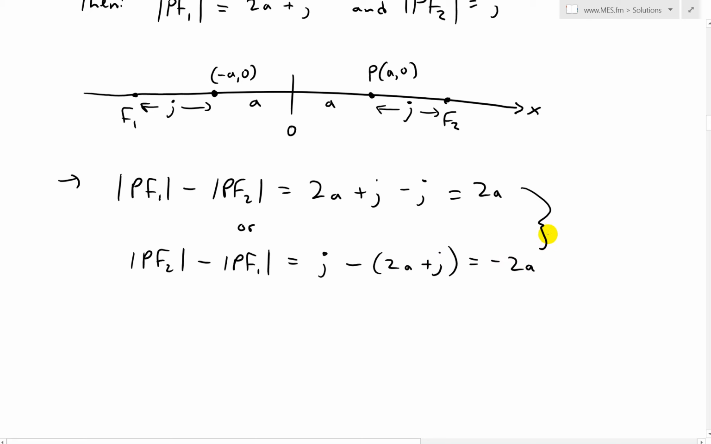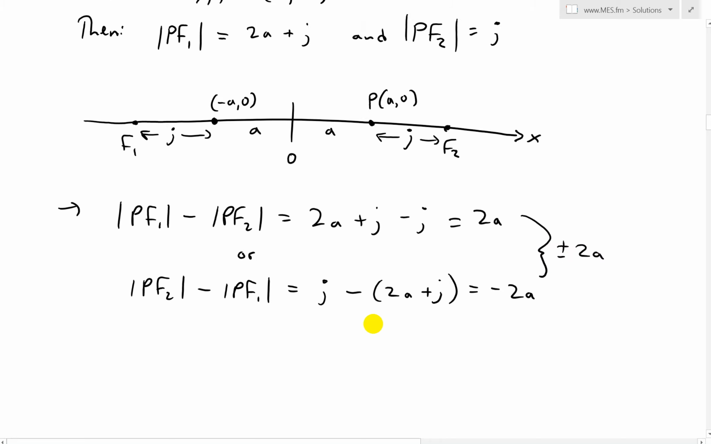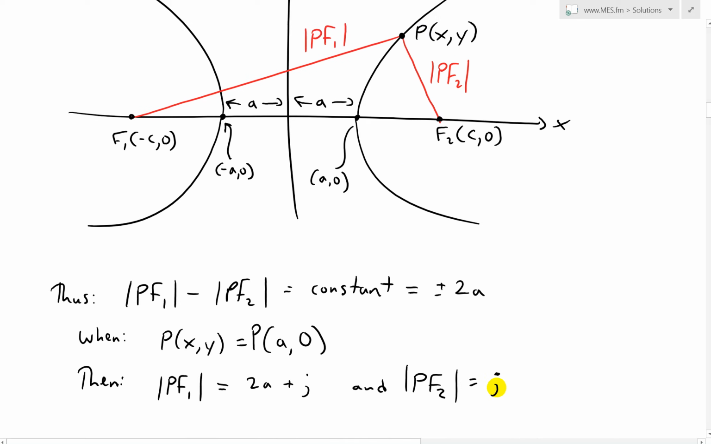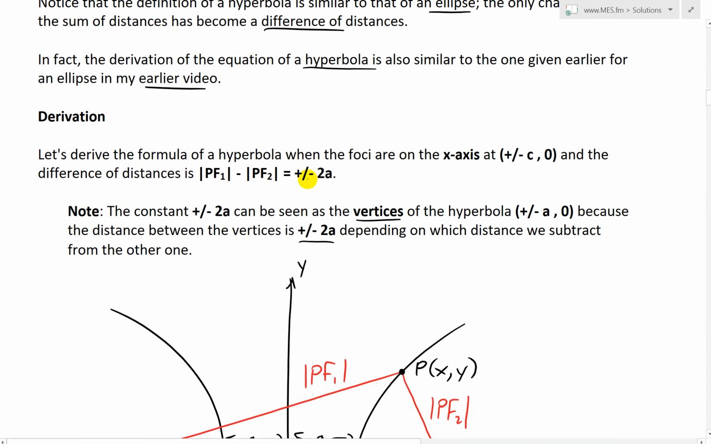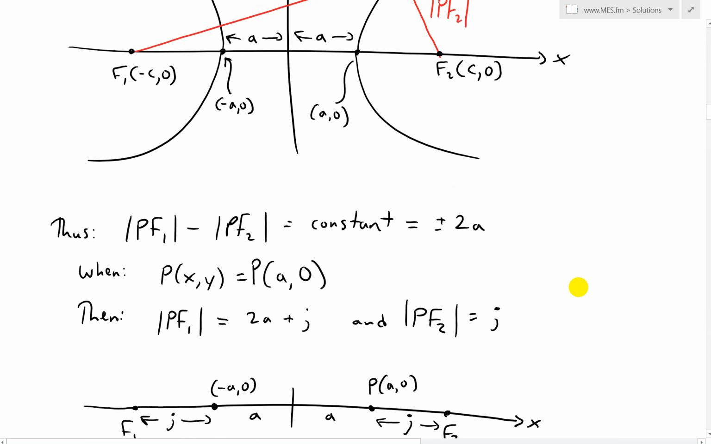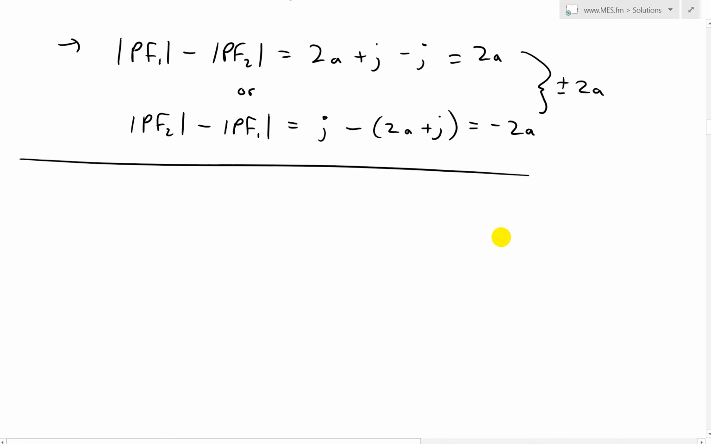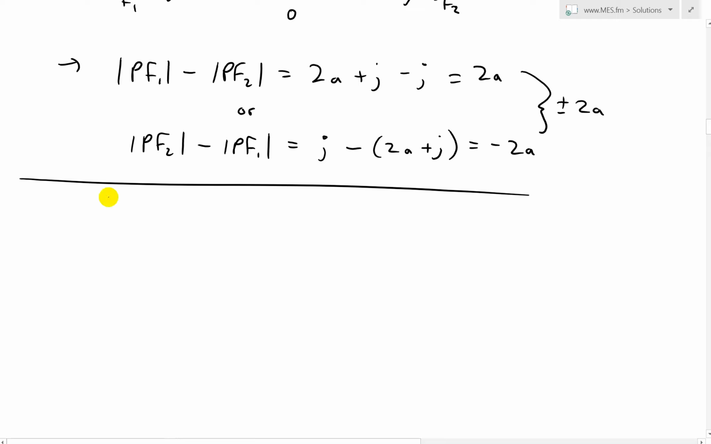So hence what we get is plus or minus 2A, and our constant right here is going to be plus or minus 2A, and that is why it's chosen as this over there. I just wanted to cover that quickly. Alright, so now that that's covered, let's look at it more generally when it's not on the x-axis.